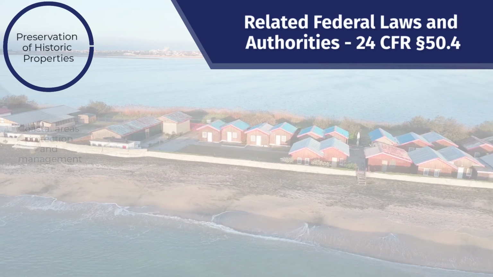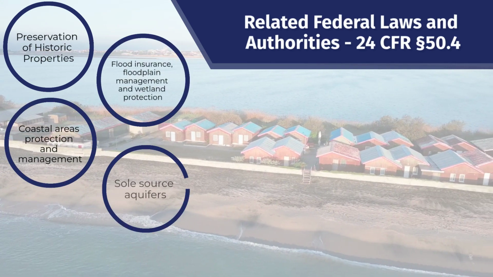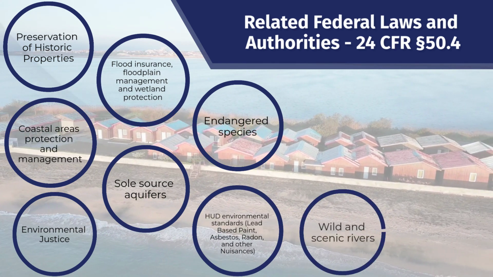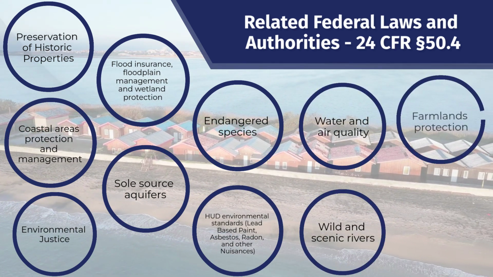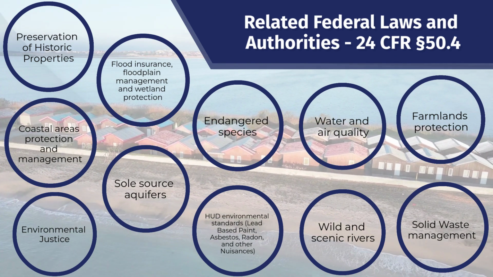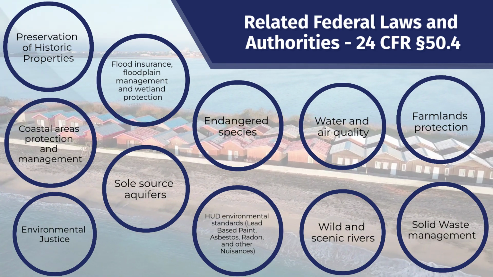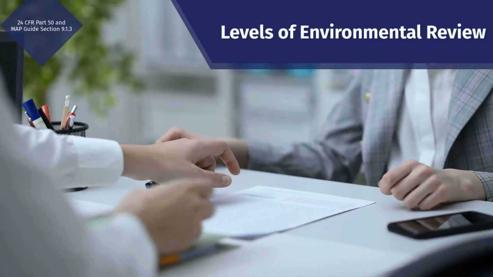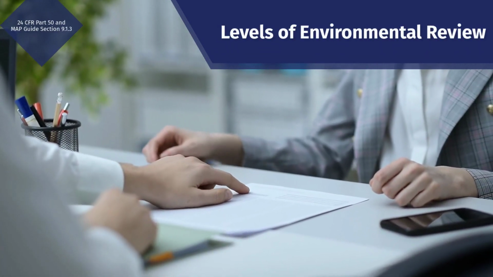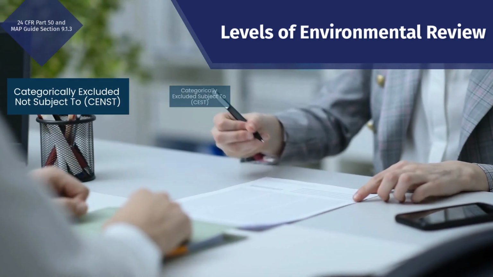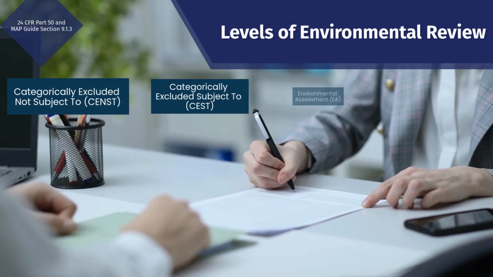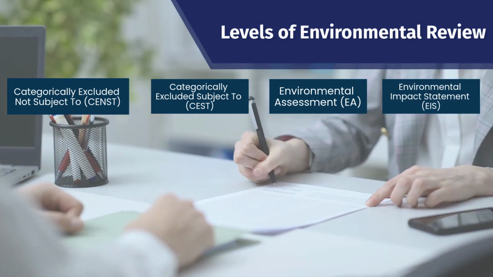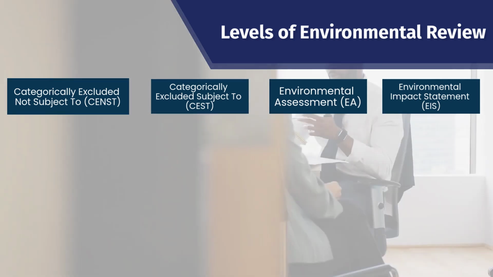Owners must also demonstrate that their property complies with the related federal laws and authorities listed in Part 50.4 and all HUD-specific environmental requirements described in Chapter 9 of the MAP Guide. Part 50 also groups properties into one of four categories: CENST, CEST, EA, and EIS. These categories designate different levels of environmental review.